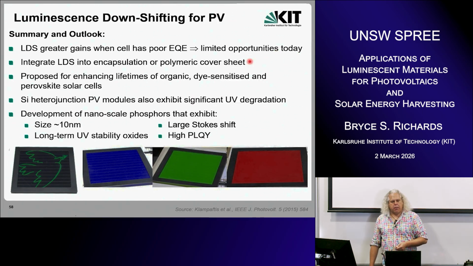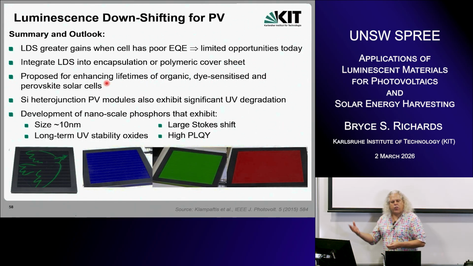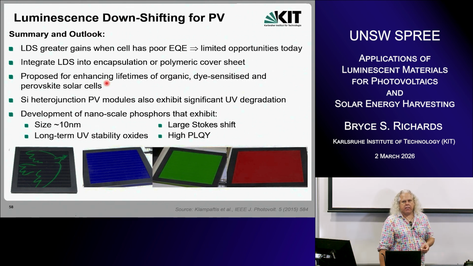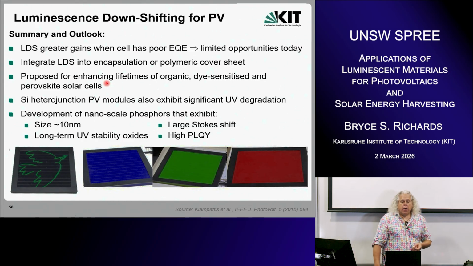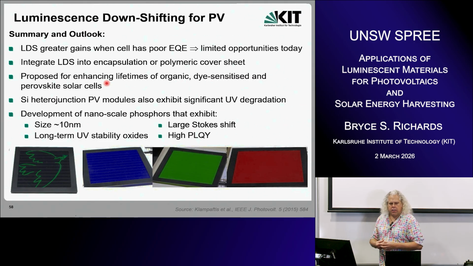I did indicate how you can integrate some of these materials into an existing encapsulation layer or cover sheet. Probably the biggest use for the technology, and I didn't include any results here, but it's about enhancing the photostability or the lifetimes. So this has been proposed for organic, for dye-sensitized, and more recently perovskite silicon solar cells. But also I would point out that silicon heterojunctions, this is work we started working on late last year, silicon heterojunction PV cells also exhibiting significant UV degradation. And then this layer overlying that could help solve that issue.